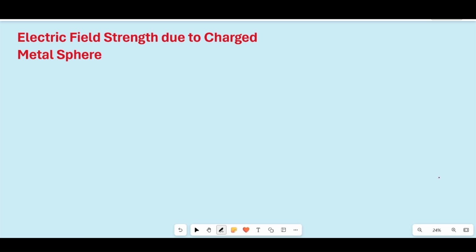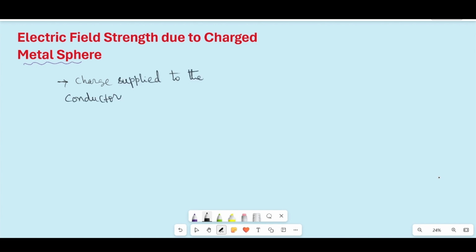So in this video, we'll see about electric field strength at various points due to a charged metal sphere. The metal sphere means a conducting medium. In the case of a conducting sphere, you must remember one important point: if any charge is supplied, it will be distributed onto the surface and will stay on the surface. Charge flow takes place, and finally the total charge will be distributed on the surface, and no charge will be there inside the metal.